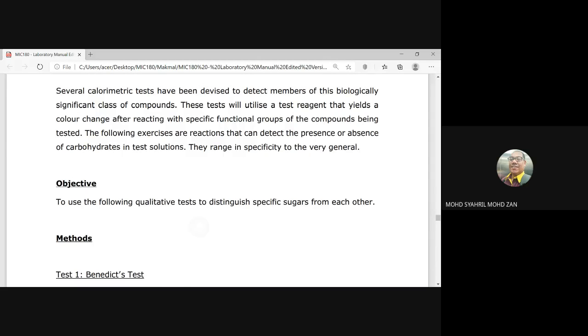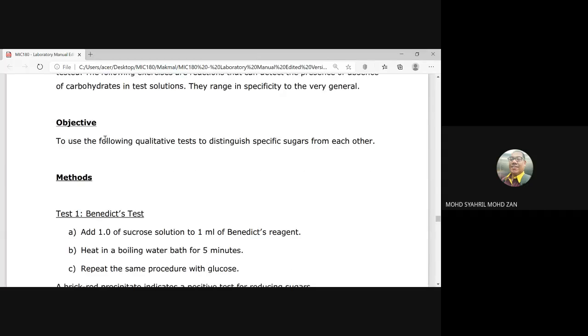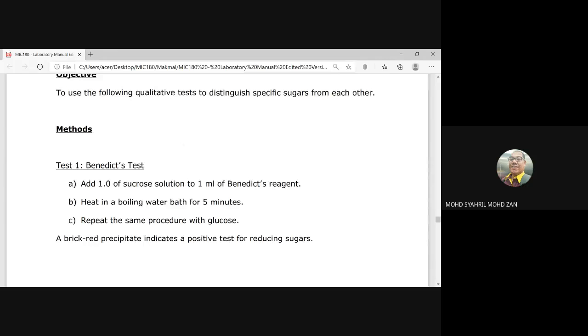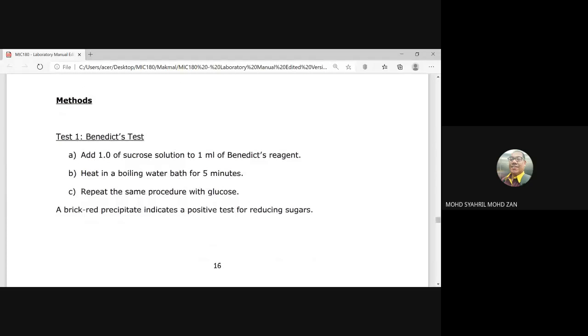All right, this one has what we call the objective: to use the following qualitative tests to distinguish specific sugars from each other. So this is the objective. You can use it or modify from that. Okay, methods. So test 1 is the Benedict test.